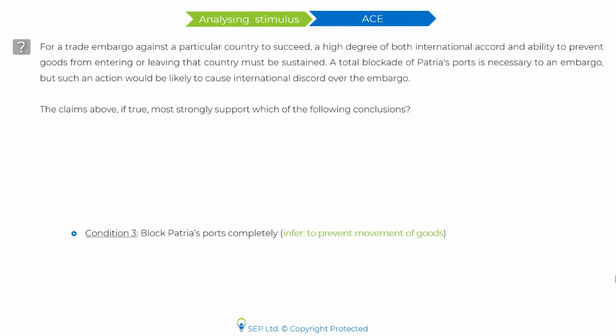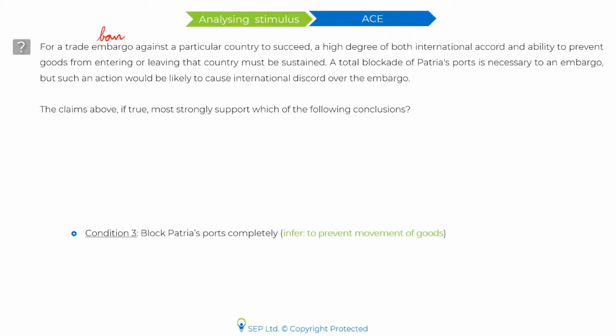For a trade embargo. Now, if you don't know what an embargo is, what do you do? You wait to read further. Maybe something else in the paragraph is going to give you information. And if you do know, a trade embargo is a trade restriction. Trade embargo means a trade ban. I'm just going to call it a ban, shorter to write.